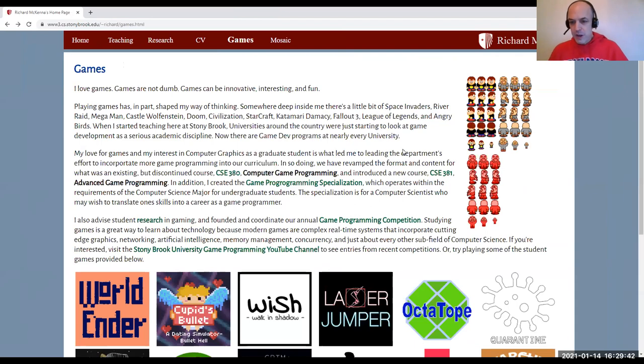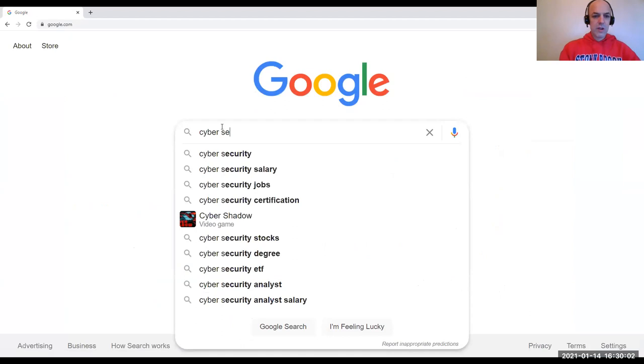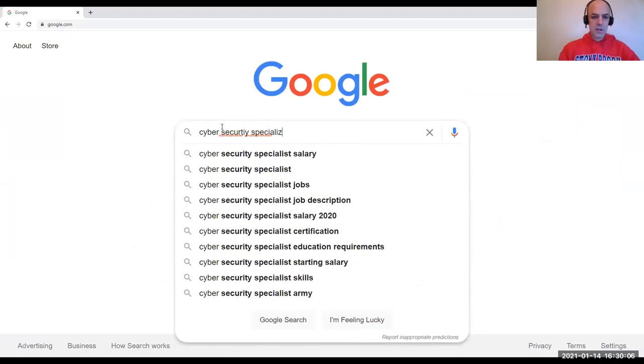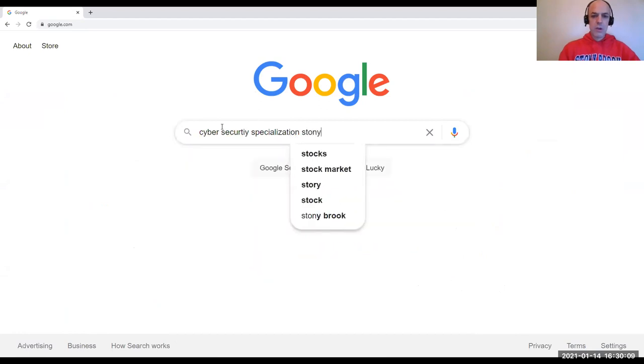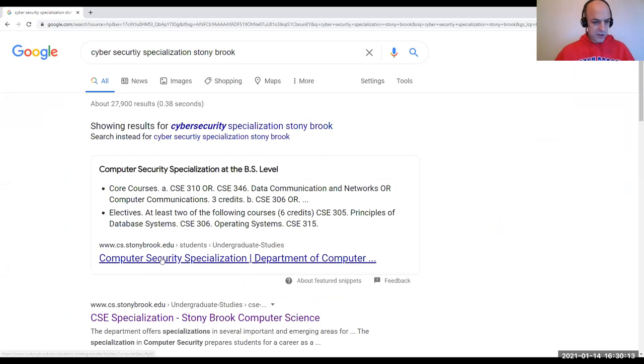If interested in cybersecurity, is computer science the best major? So the answer to that is maybe. Certainly, we have courses specifically in cybersecurity. In fact, we have a cybersecurity specialization. If you just go to Google and find it, cybersecurity specialization, Stony Brook, and computer security specialization. Here we go.